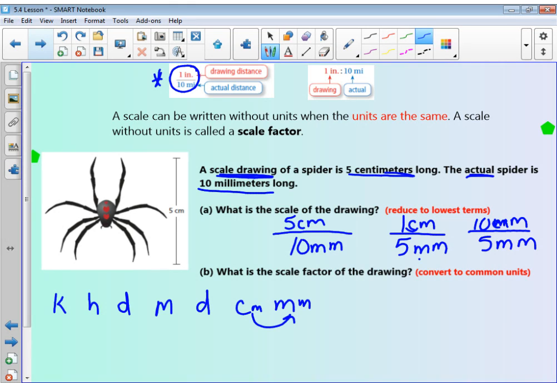Or I could do the opposite, which would be, I could convert it to centimeters, so I'd go the opposite way with my millimeters. So opposite would be here, 0.5. My other one would be 1 centimeter to 0.5 centimeters. Okay, I'm going to go ahead and use this one. And it really doesn't matter. A scale factor is not going to matter. So now if I go through and I change this, it becomes reduced down. This would be 2 to 1, or 2 over 1.